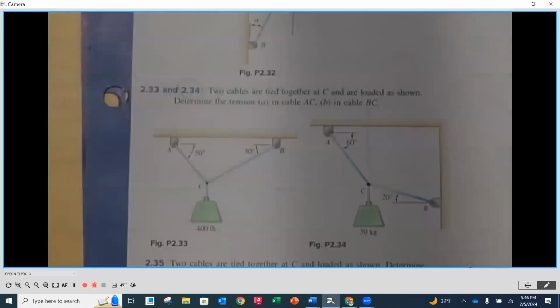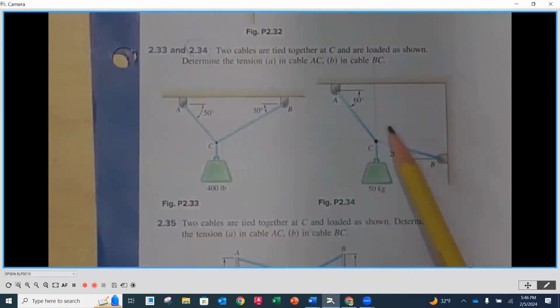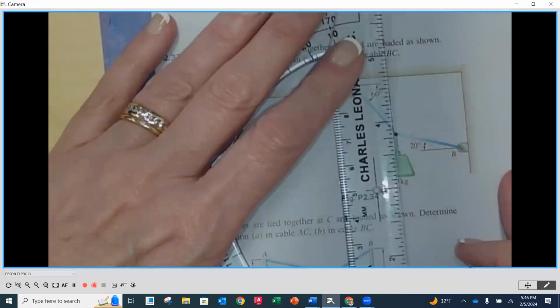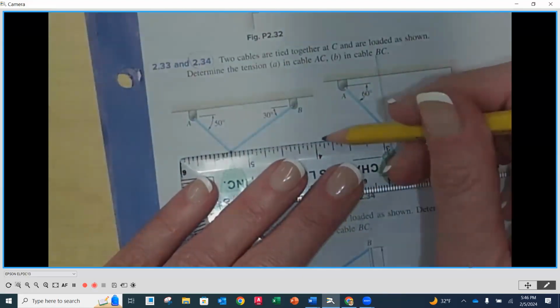Our next one is going to be number 34. Number 34 is this one right here. Here again, everything's coming together at C. That's our concurrent point, the point of application. So you could show a Y and an X axis going right through the middle there.